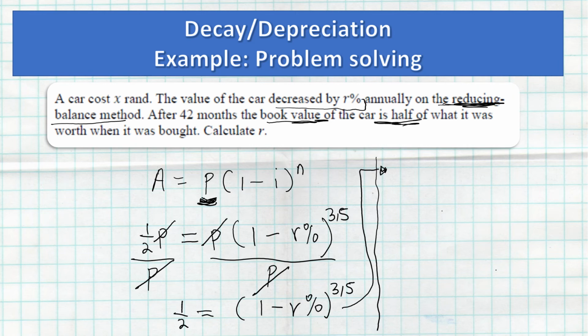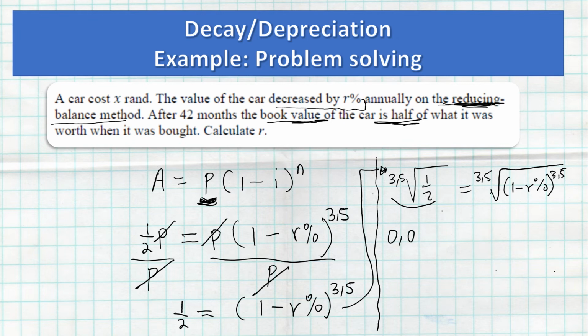In order to cancel out that 3.5, I can apply the 3.5 root of 1 over 2 on both sides. Here we have 1 minus R% exponent 3.5, and we want to cancel that exponent 3.5, so we just apply the 3.5 root of that. So on this side, I'm just going to use my calculator. It's the 3.5 root of 1 over 2, and it's giving me 0.82. I'm just going to copy everything.